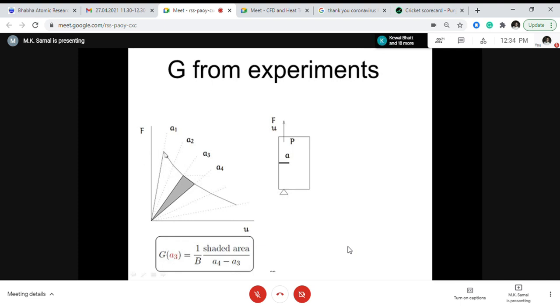Similarly, from a1 to a2, this area will be the energy release rate. From a2 to a3, this area. So you can see whether the resistance remains constant or increases, that you can get from this area.